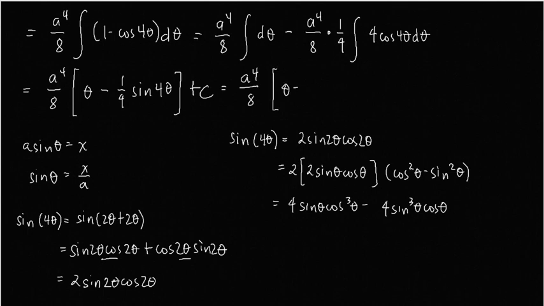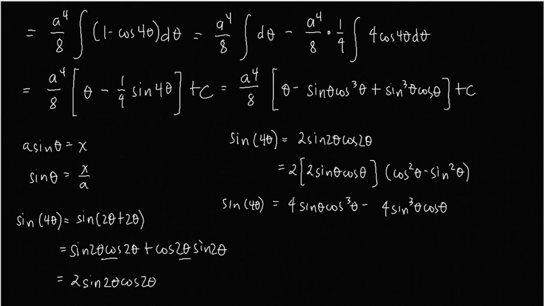theta minus 1/4 sine of 4 theta. So this one is this one, sine of 4 theta. So if you multiply this by 1/4, we have minus sine of theta, cosine cube of theta. Then this will become plus sine cube of theta, cosine of theta plus c.